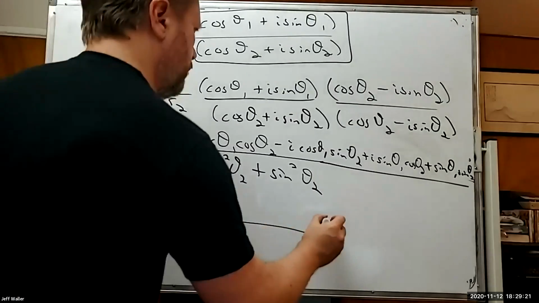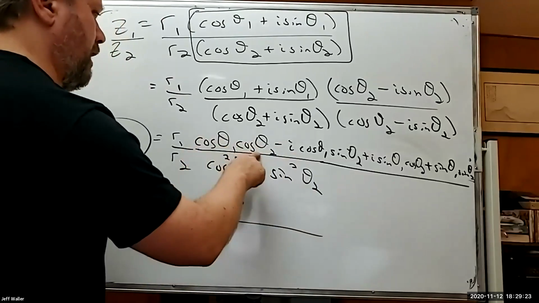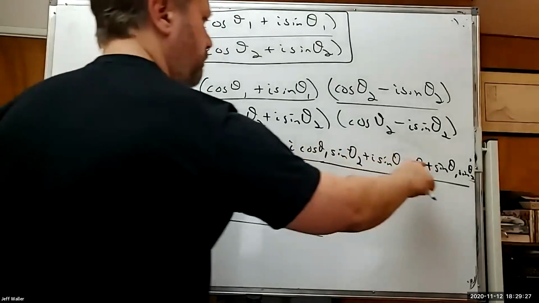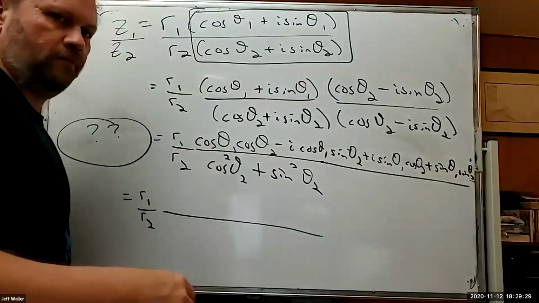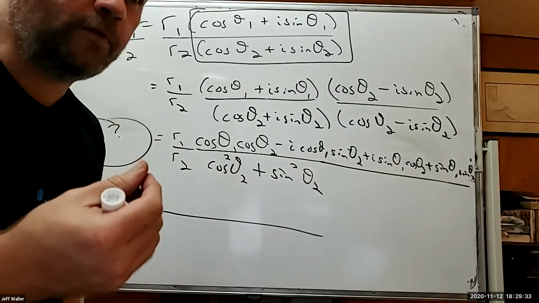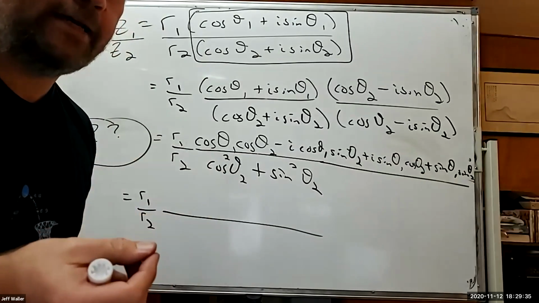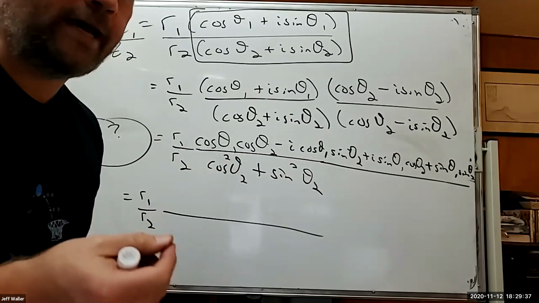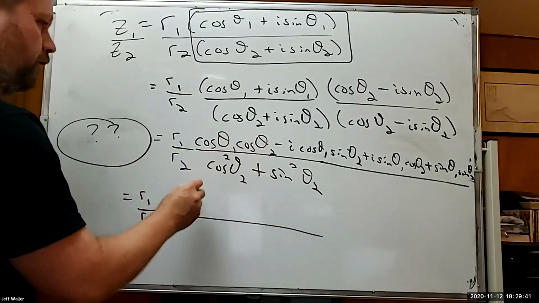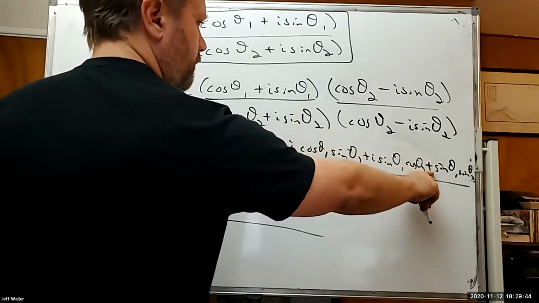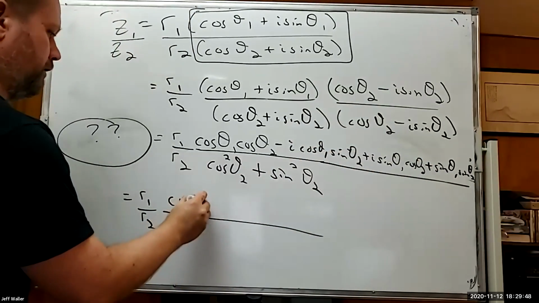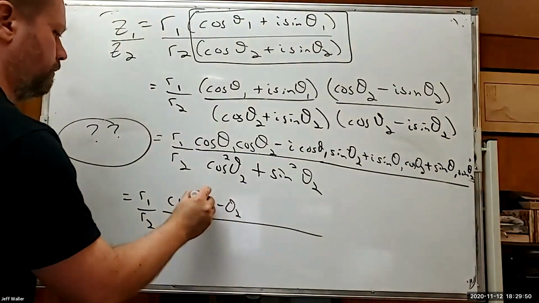And then here, does anyone see something about the non-i stuff? The stuff that doesn't have any i's. Cosine, cosine, plus sine, sine. That sounds familiar, hopefully. Cosine, cosine, plus sine, sine. Cosine of A plus B? Not plus. Remember, it's the opposite. Cosine of theta 1 minus theta 2.